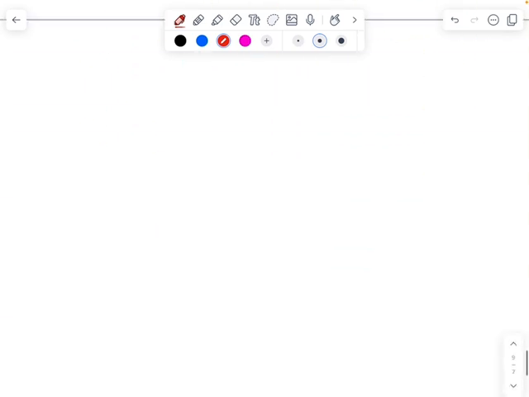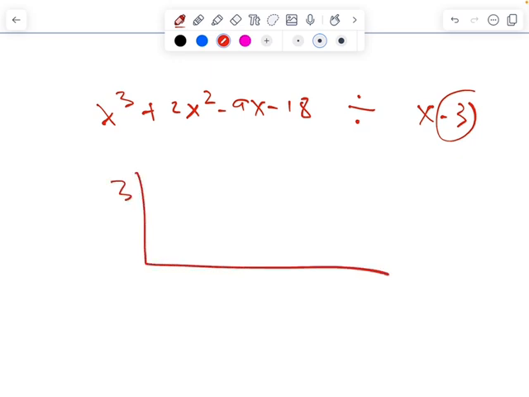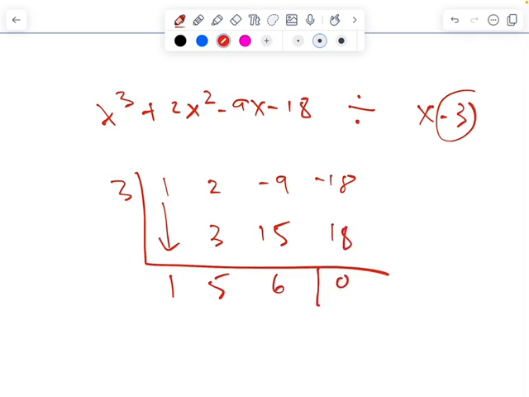All right, last one. We've got x cubed plus 2x squared minus 9x minus 18. Now we're dividing by x minus 3. So minus 3, I'll actually pause the video, give it a go. All right, so we got 3. We flip that sign. 1, 2, negative 9, negative 18. Bring that down 1, multiply, add, multiply, add, multiply, 0. And so this one does go into that evenly.